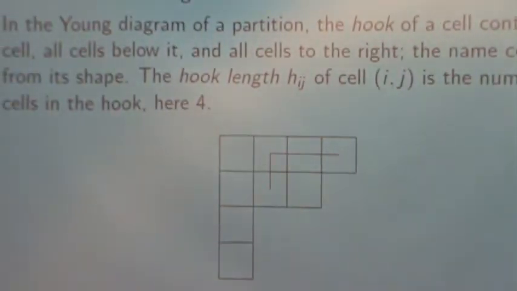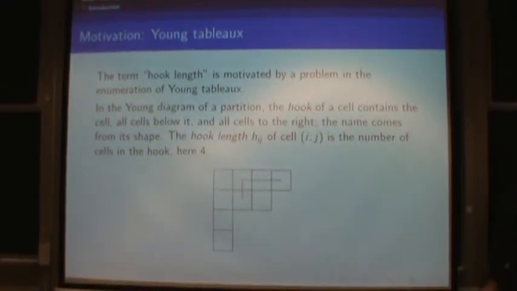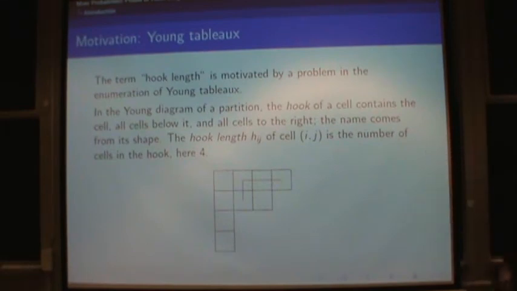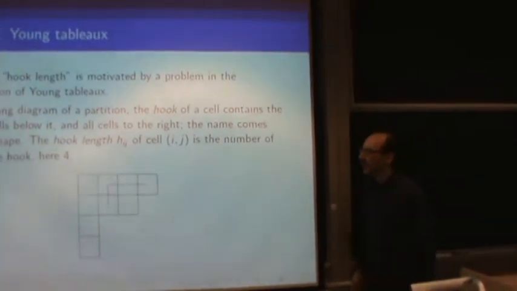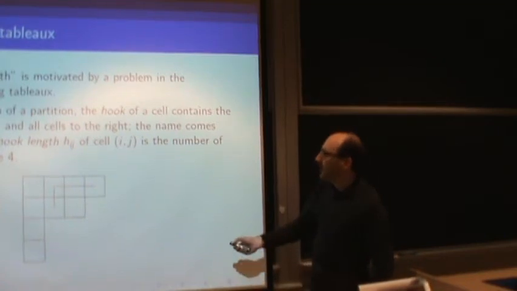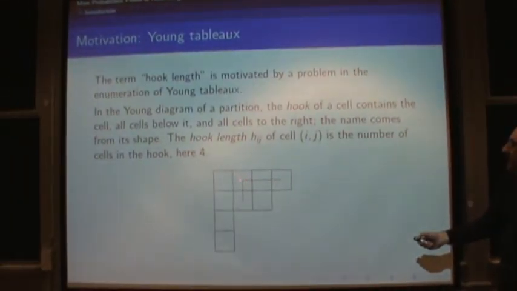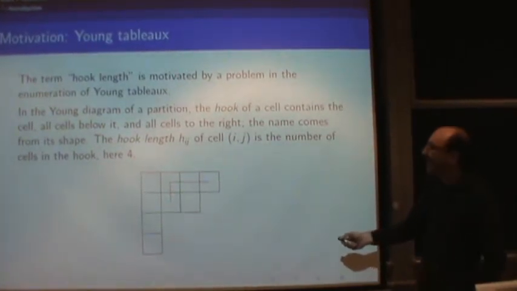So first, let me motivate the term hook length and why this type of problem is of interest. I'm not going to prove this result, but I'll explain where the term hook length comes from. This is motivated by a problem in the enumeration of Young tableaux. In the Young diagram of a partition, we say that every cell has a hook. The hook contains the cells to the right and below, and the cell itself. And the length is the total number of cells. So we say this cell has hook length 4.